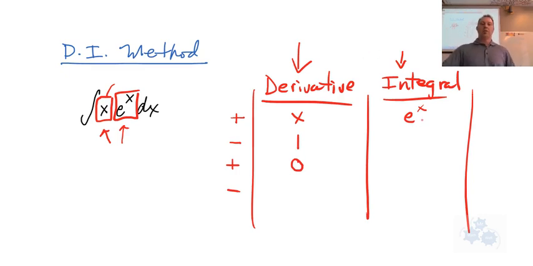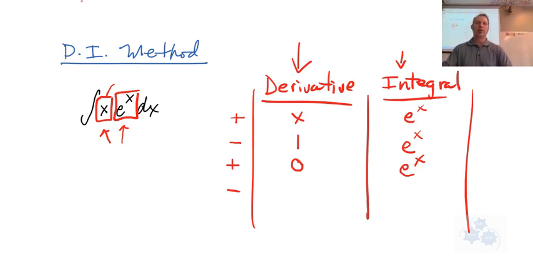Now we move over to the other column and we integrate. So what is the integral of e to the x? Well, super easy. That's e to the x. What's the integral of that? e to the x. Okay. When you get to the same row as the 0, you stop. Right? All right, so now we have derivatives and integrals.